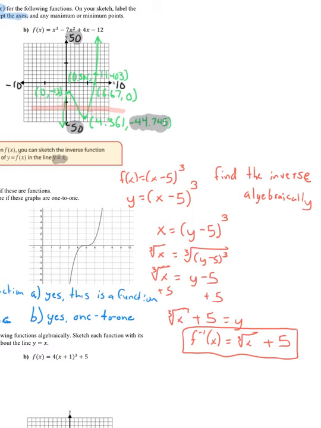And then if we sketched the graph of the inverse, it would literally just be switch all the x and y values. So there was a 5, 0, that becomes a 0, 5. There was a 6, 1, that becomes a 1, 6. There was a 4, negative 1, that becomes a negative 1, 4. And it's going to look something like this.